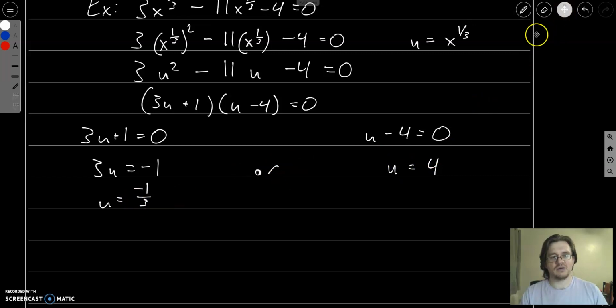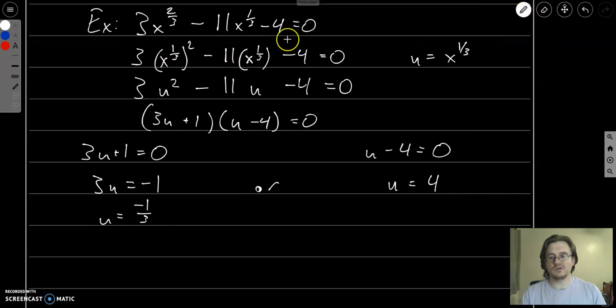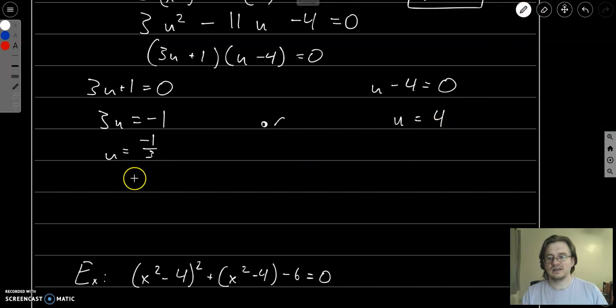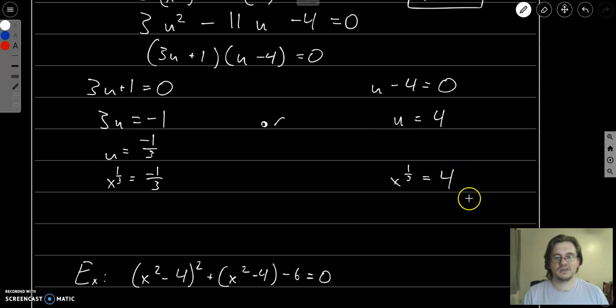Now, our original equation was not in terms of u, it's in terms of x. So I don't care about u, I care about x. So I'll unreplace the u with an x. I'll substitute the x back in to get x to the 1/3 is going to be -1/3, or x to the 1/3 is going to be equal to 4. So how do I solve these? Well, I need to get x by itself, so we'll take both of these and raise them to the 3rd power.